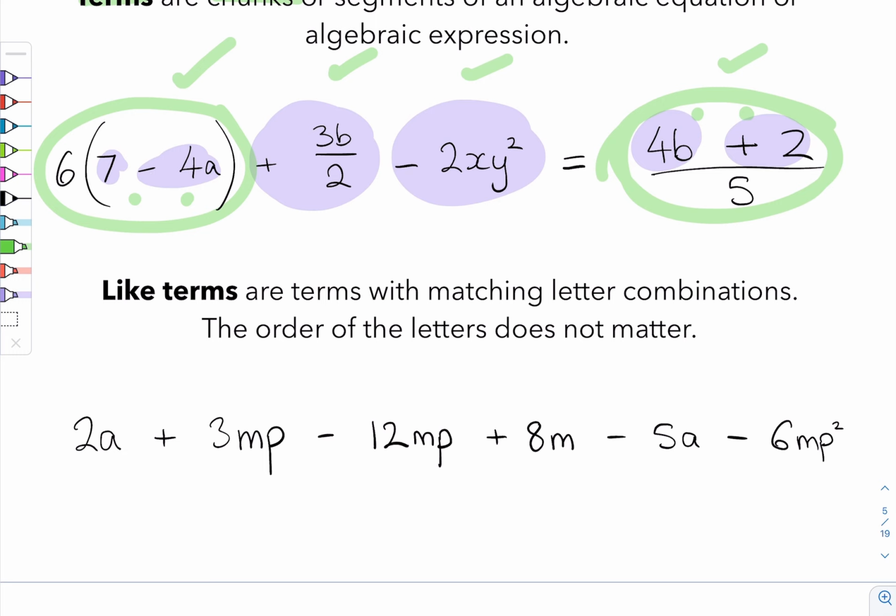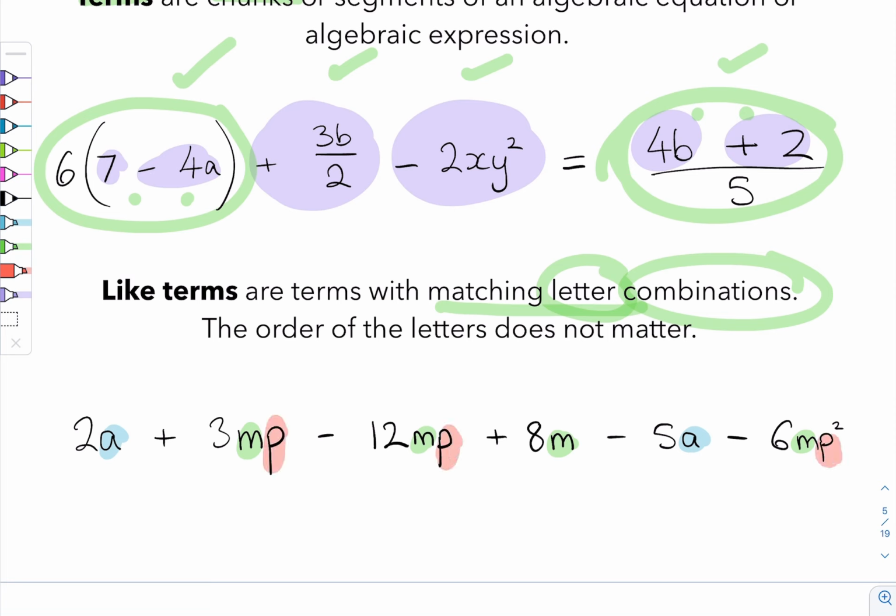But like terms are terms that have matching letter combinations. It's a combination and they have to have matching letters. So if I look for these letters, I've got the letter A, and I'm going to highlight all the ones that have an A in it. I can see the letter M, so let's highlight all these M's in here. I can see another letter, which is the letter P. So there's the letter P.